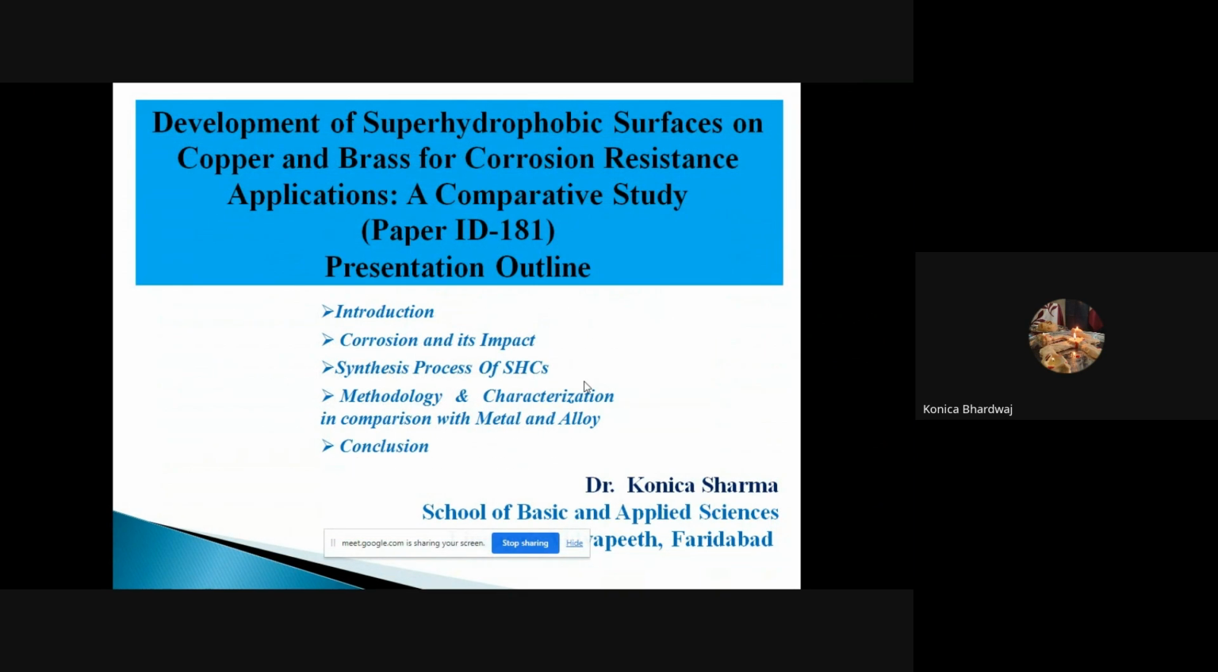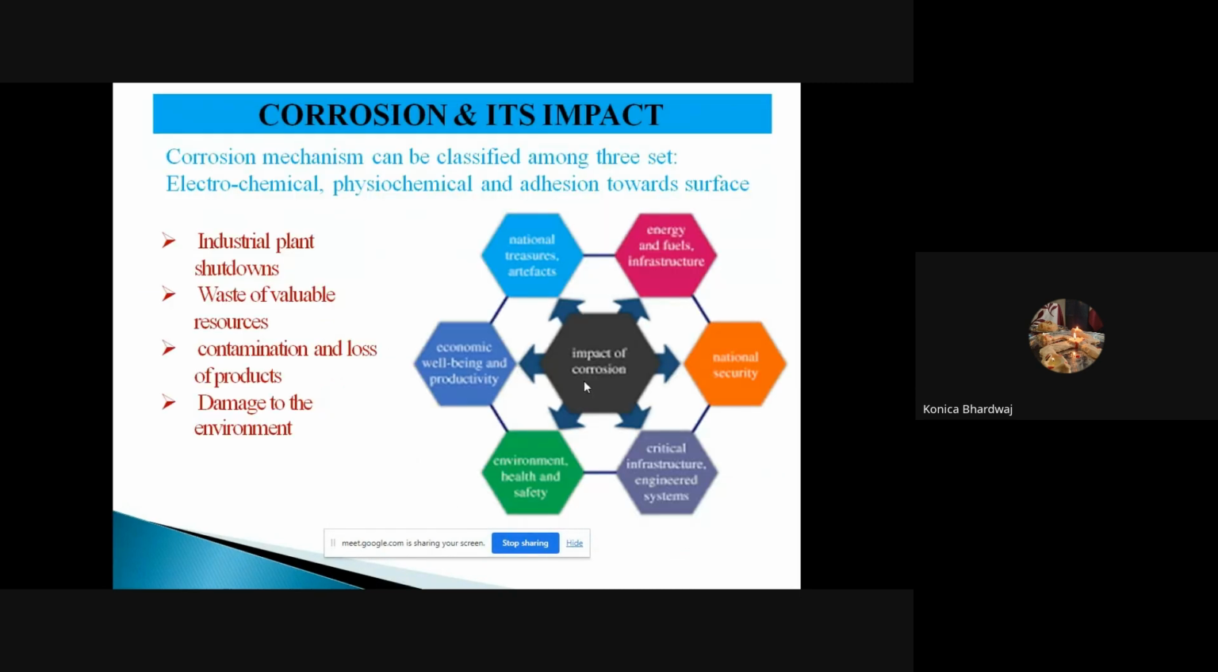Good evening, everyone. Myself, Dr. Konica Sharma from the School of Basic and Applied Sciences, India's Vidyapeeth. My topic for the day is development of superhydrophobic surfaces on copper and brass for corrosion resistance application, a comparative study. In the outline, I'll discuss introduction, corrosion and its impact, synthesis process, methodology and characterization, and conclusion.